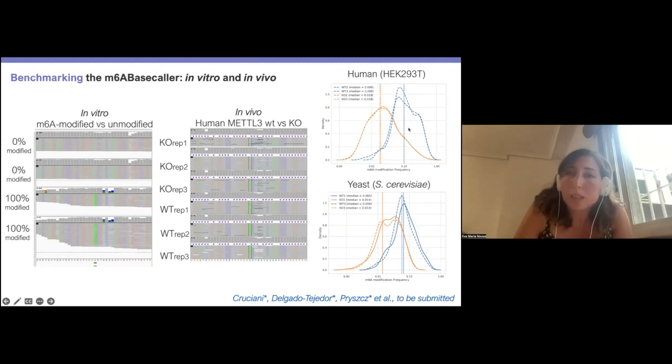And then you see that there's a massive decrease or shift in the knockout, which is not completely lost, but then there's around 1-3% of modification stoichiometry as background signal. And something similar you can see in the case of yeast as well.